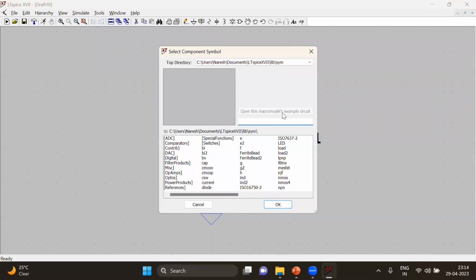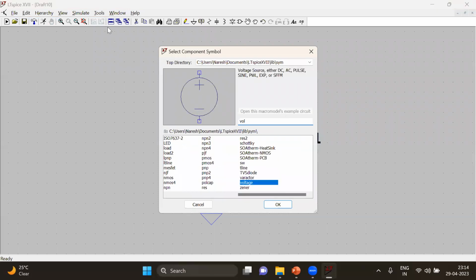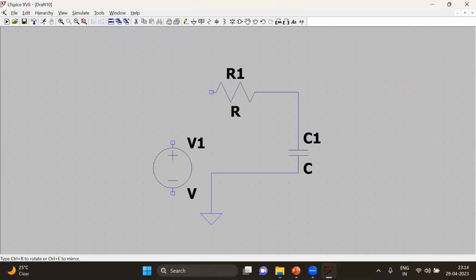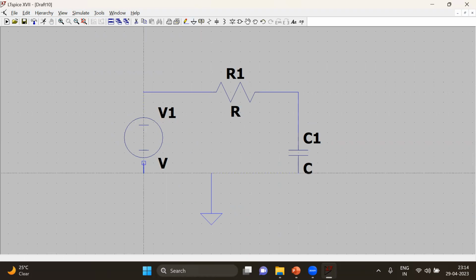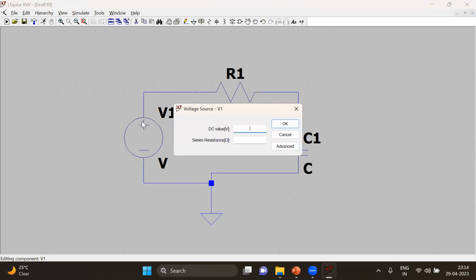Take a voltage source from the list of the components. Here is the component and you can take the voltage source. Now this same voltage source you will be able to convert to an AC source. How? I'll show you. Right click this voltage source and go to the advanced option, without setting the DC value, as the DC value would be 0 for us.